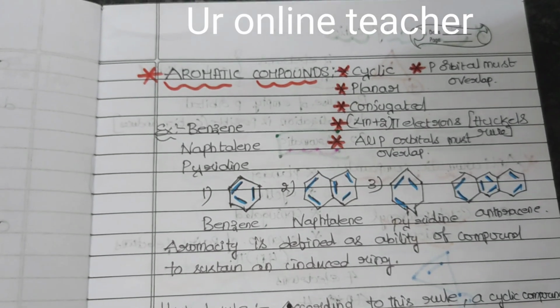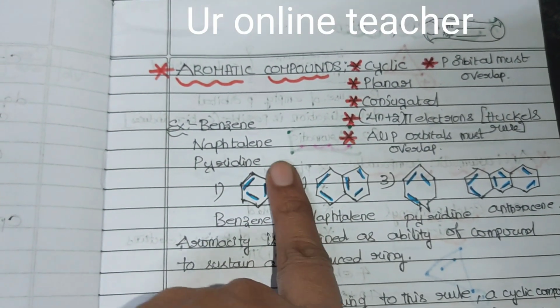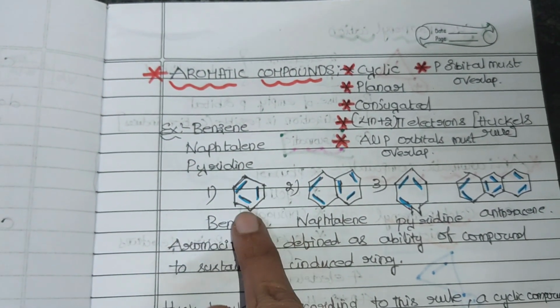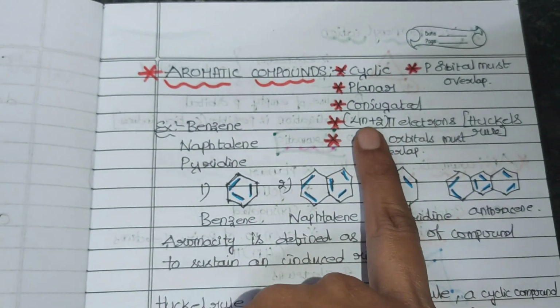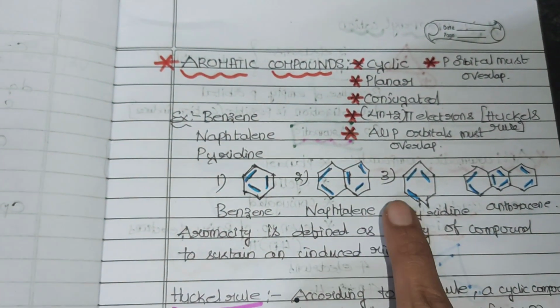Let's see. They will be cyclic. The structures will be cyclic and there should be planar and conjugated. Conjugated means alternate single and double bonds, and they should follow Huckel's rule, means they should have 4n plus 2 pi electrons, means odd number of pairs of electrons.